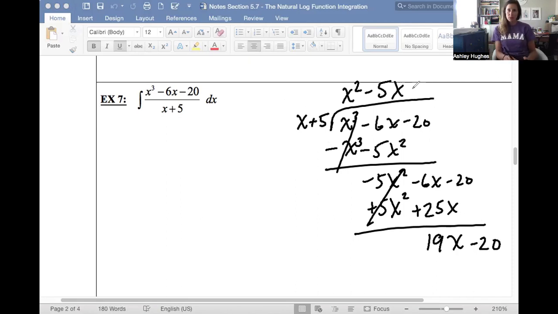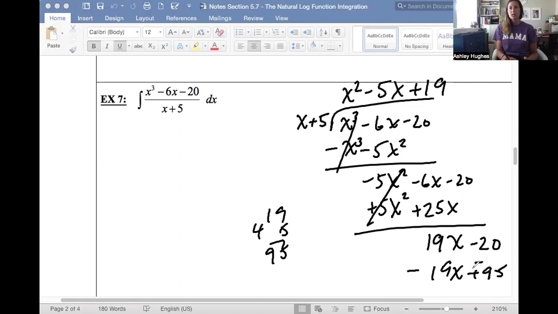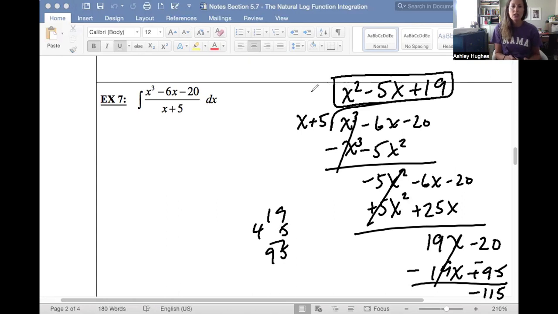And then x times what is 19x? 19. So 19x and then 5 times 19, what is that? 95. So then I get to switch both signs. So I get negative 115. So at this point, to write my answer, I take the entire quotient. So x squared minus 5x plus 19. And then I take the remainder and I put it over the divisor.